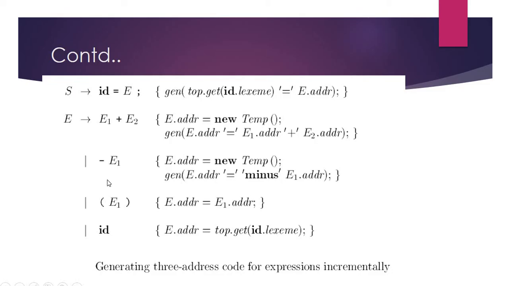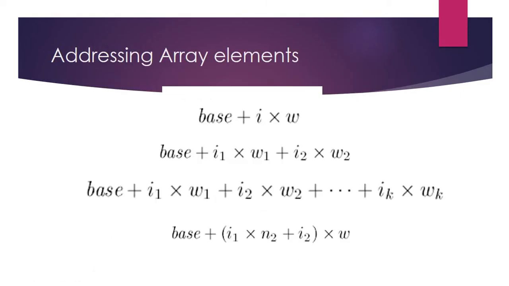The next production rule is E produces ID. So the ID details will be accessed from the symbol table of the present environment, which is stored in the stack. Stack content will be accessed through the top. That's why we'll access it as top.get of the ID details, and we'll store it in the E dot address. So this is the way we'll generate the 3 address code for the arithmetic expression incrementally.